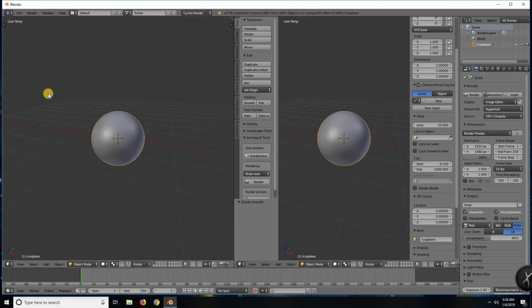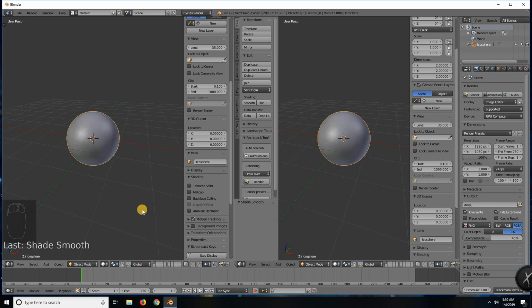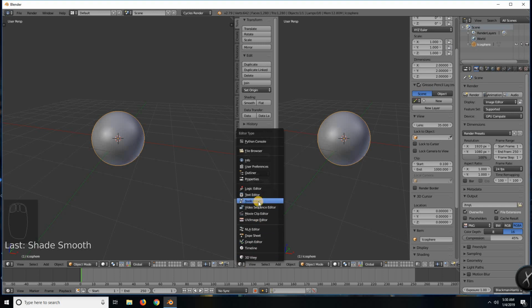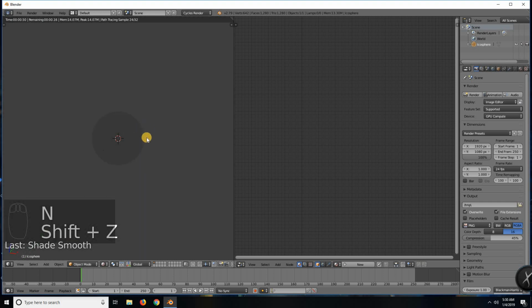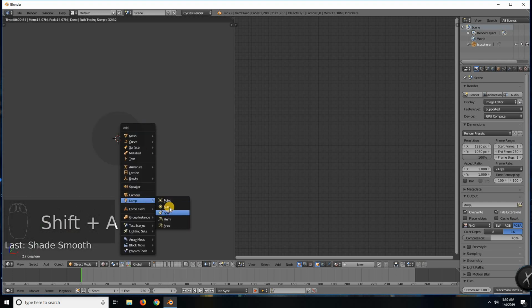Drag that over and get rid of these menus. Actually, before I get rid of that menu, let's start some screencast keys. There we go. Now let's switch this one over to our node editor. And you know what? We should come back over here, switch that over to rendered view, and add us a light so that we can actually see what's going on.